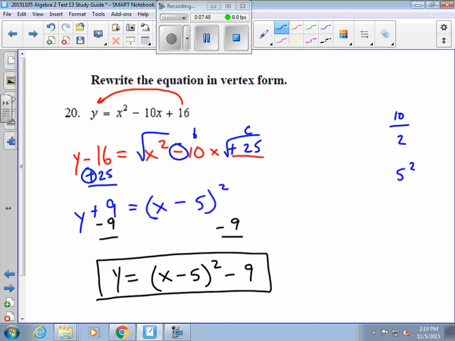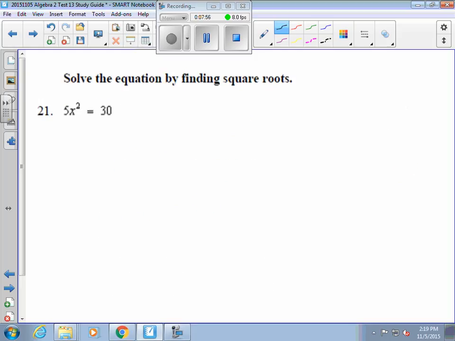The vertex of this equation would be positive 5. Remember, it's the opposite of what you see. And negative 9, it's exactly what you see. So 5, negative 9.